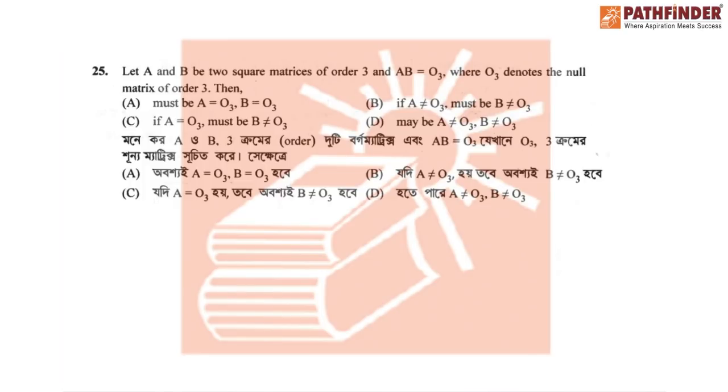Now let A and B be two square matrices of order 3 and AB equal to O3, where O3 denotes the null matrix of order 3. So A and B are two square matrices of order 3, and A into B is giving you a null matrix. So it may be possible that A is not a null matrix and B is not a null matrix. We are not sure that any one of them is a null matrix, maybe or may not be. So option D is correct here.